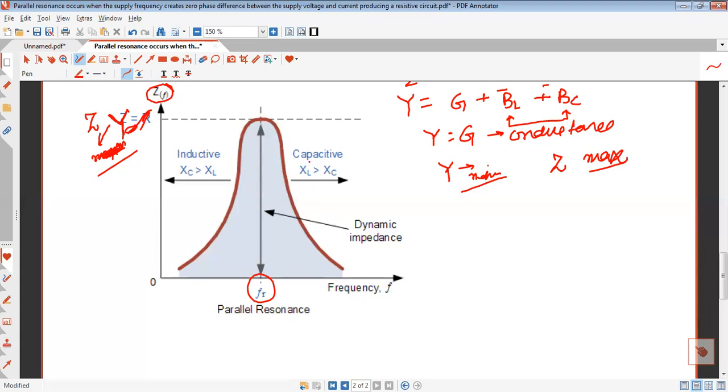This curve shows that for XL greater than XC, the value of impedance is decreasing here. At other values of frequency, the curve is like this, meaning its value is decreasing. Only at the resonance frequency is the value of impedance maximum. Now we will see the comparison between series and parallel resonance.